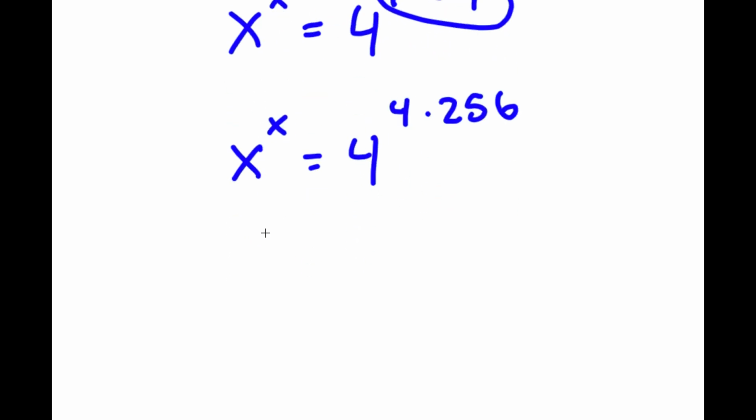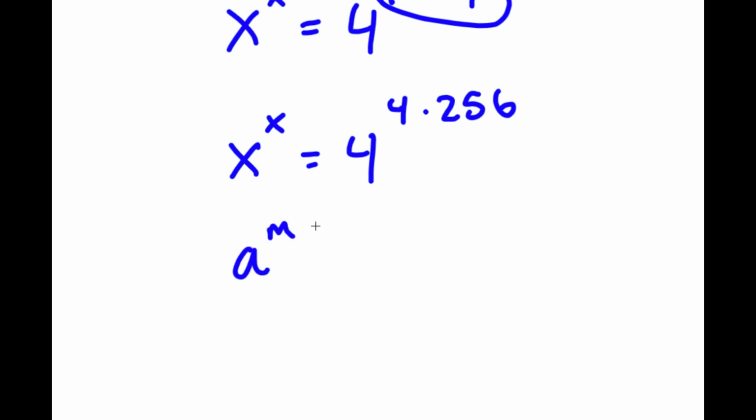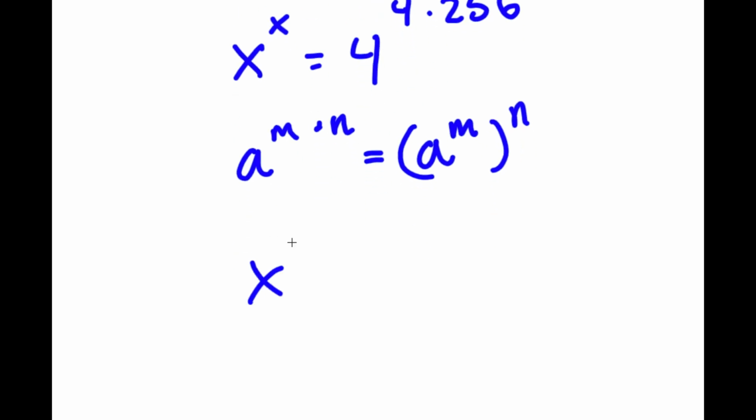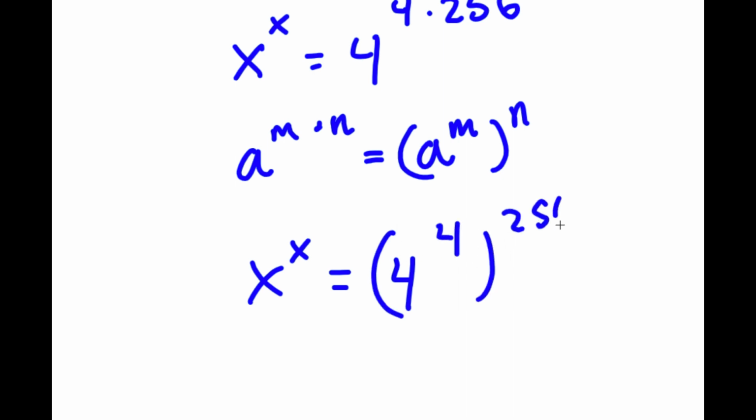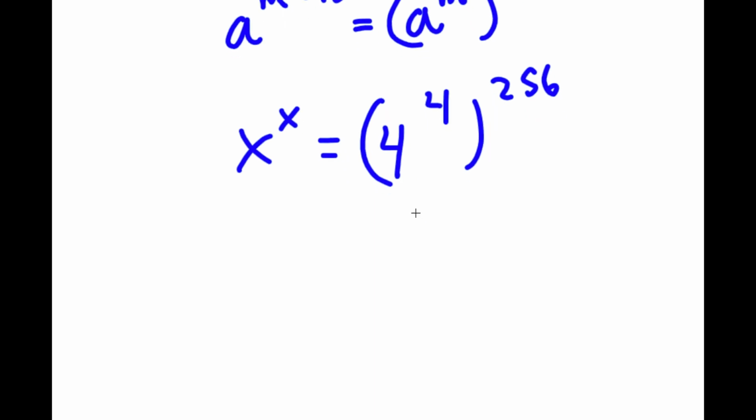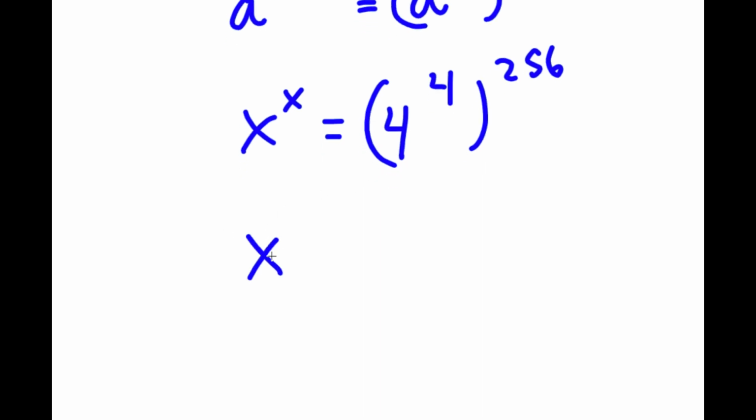Now, if I have something in the form a to the power of m times n, this is equal to a to the power of m to the power of n. So 4 to the power of 4 times 256, I can rewrite that as 4 to the power of 4 to the power of 256. Now 4 to the power of 4, that's the same thing as 256. So I have x to the power of x is equal to 256 to the power of 256.